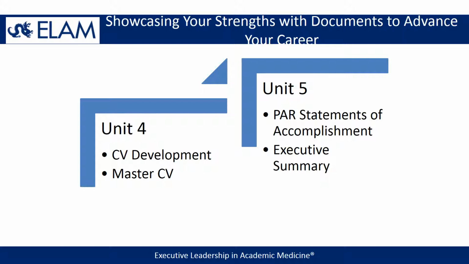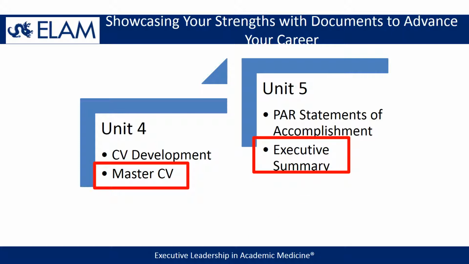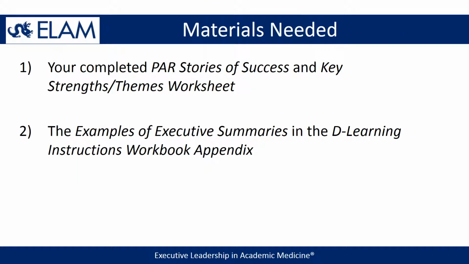In Unit 4, we described the Master CV, and using this to tailor your external CVs for particular situations. In this Unit 5, you'll prepare your executive summary. In a later unit, you'll learn how to craft a cover letter that matches your competencies and experiences to the needs of an internal or external job or promotion. So the materials you're going to need for this are your completed PAR Stories of Success and Key Strengths or Themes worksheet, and some examples of executive summaries that you will find in the D-Learning Instructions Workbook Appendix.